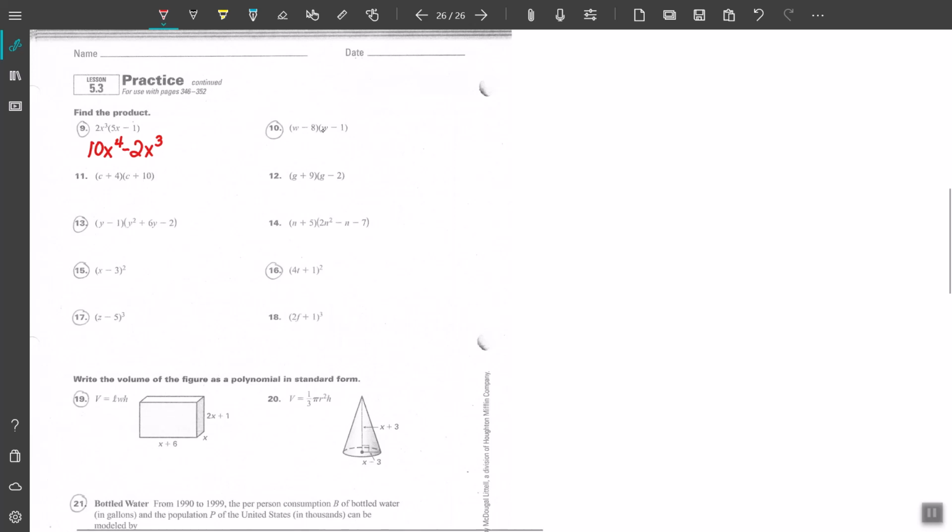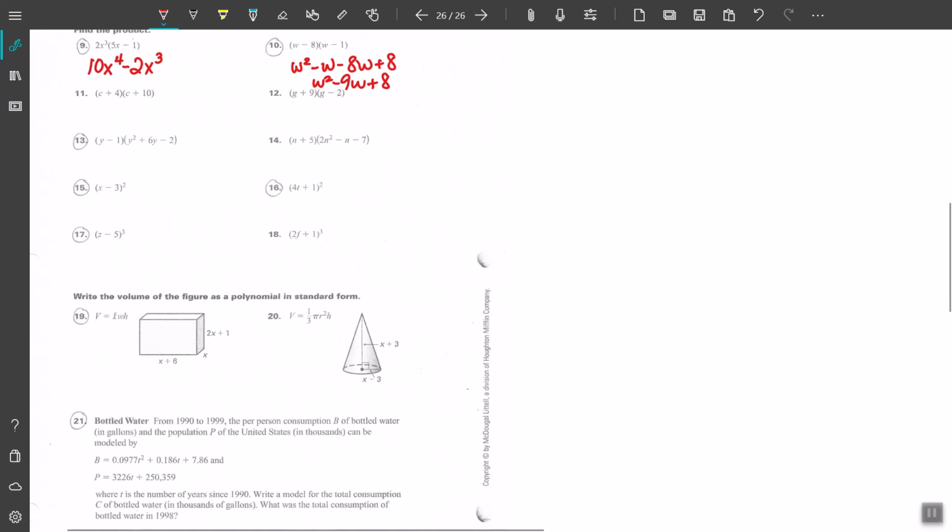Number 10, we have two binomials that we're going to multiply together. This is just FOIL. We're going to multiply the first, the outer, the inner, and the last, and then make sure we combine those two in the middle. Right? That should be a review right there.